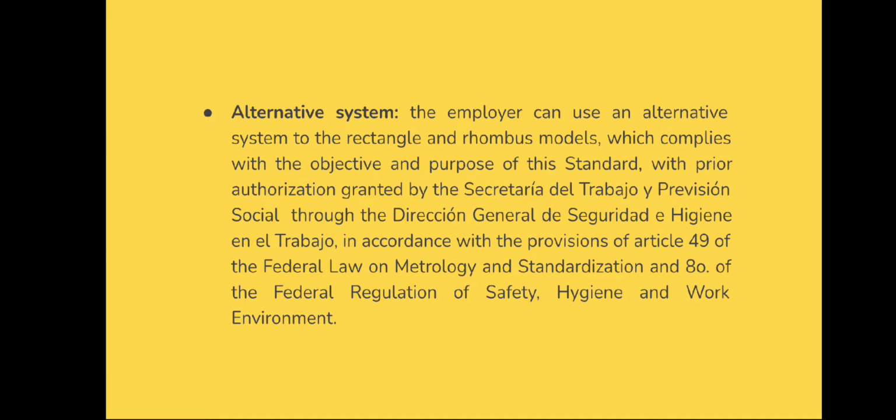And then we have the alternative system. The employer can use this system in direct alternative to the rectangle and the rhombus models. It complies with the objective and purpose of this standard with prior authorization granted by the Secretaría del Trabajo y Previsión Social through the Dirección General de Seguridad y Higiene del Trabajo, in accordance with the provisions of Article 49 of the Federal Law on Metrology and Standardization and Article 8 of the Federal Regulation of Safety, Hygiene, and Work Environment.